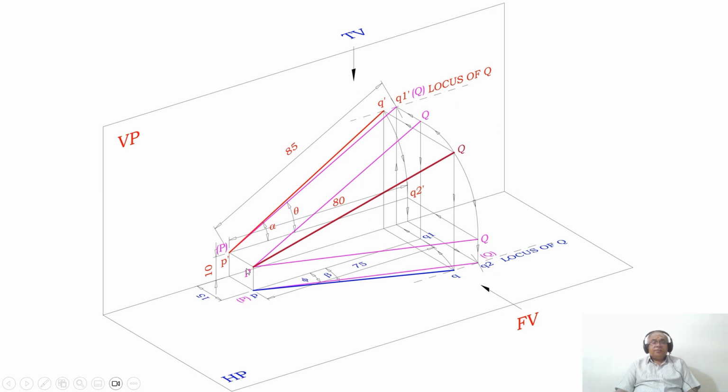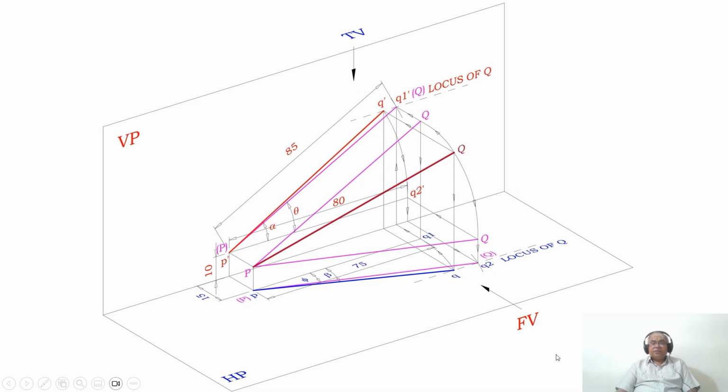How to do that? With P as center, taking the radius PQ, you rotate it such that Q is also above HP by this distance, which is the distance from here to here. So how do I do that? Without altering the length of the line, with P as center and radius PQ, you draw an arc such that Q is not above HP by 10, but instead above HP by this distance. Still with such distance, you are rotating this line.